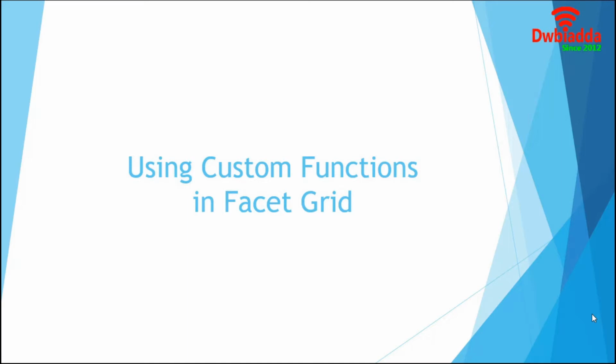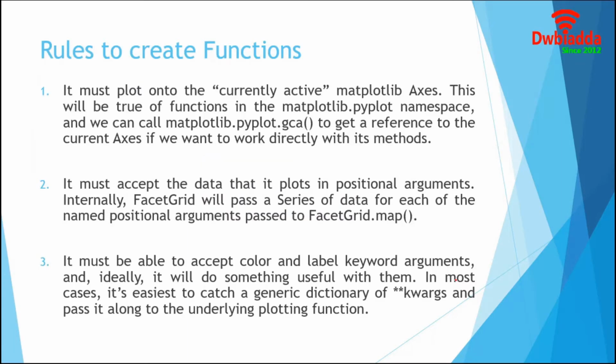Let's start the session. We have already used Seaborn and Matplotlib functions in facet grid, but facet grid is not limited to only them. We can create our own functions and use them in facet grid, but to do so, we have to follow these rules. It must plot onto the currently active Matplotlib axis. This will be true for the functions in the matplotlib.pyplot namespace, and we can call matplotlib.pyplot.gca to get the reference to the current axis.